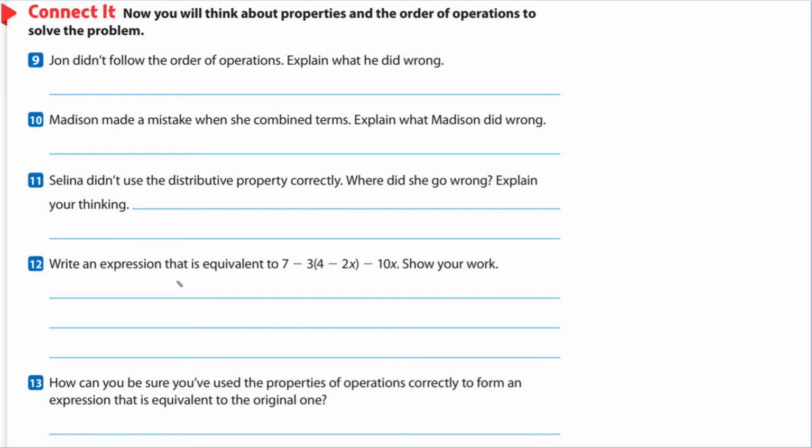Write an expression that is equivalent to 7 minus 3 times 4 minus 2x minus 10x and show your work. How can you be sure you've used the properties of operations correctly to form an expression that is equivalent to the original one? So again, pause this video, solve these problems to help you, and then when you unpause, we will go over these questions one by one and see where you're at.